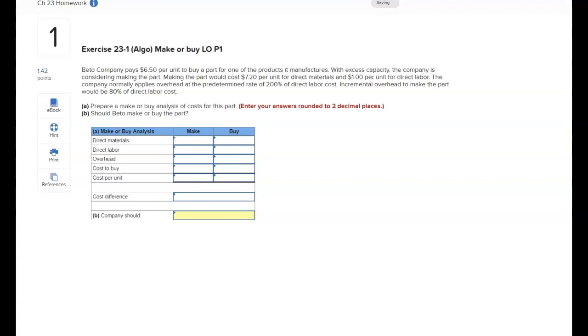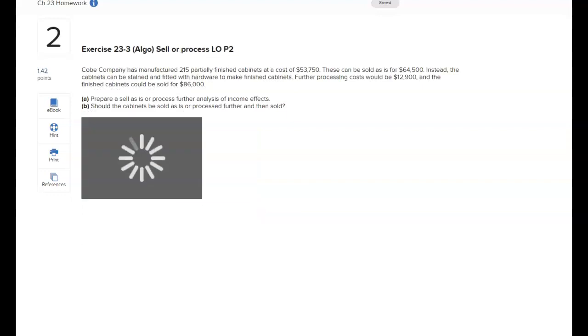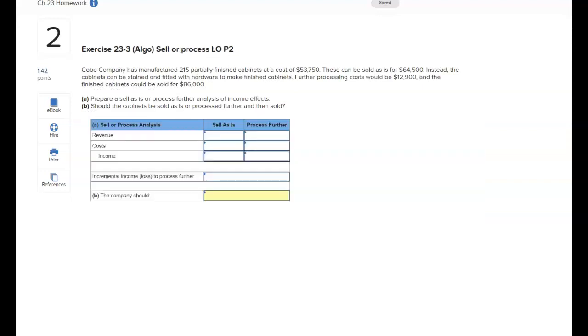Problem 2 is a sell or process, and this is covered on pages 367 to 368. And you'll see that we've got a sunk cost that isn't relevant, what they've manufactured, the cost they've incurred up to this point, where they're trying to decide should they sell it as is or should they process it further. And we'll look at the one that's going to generate the higher income.